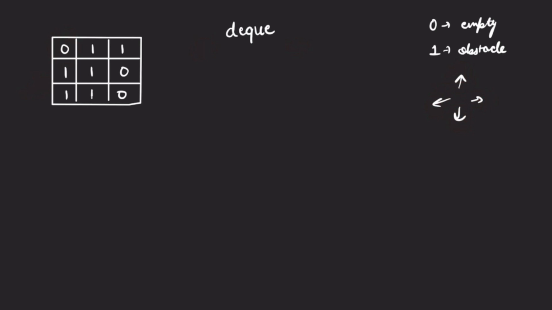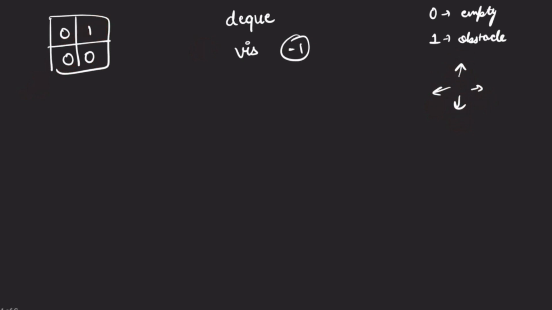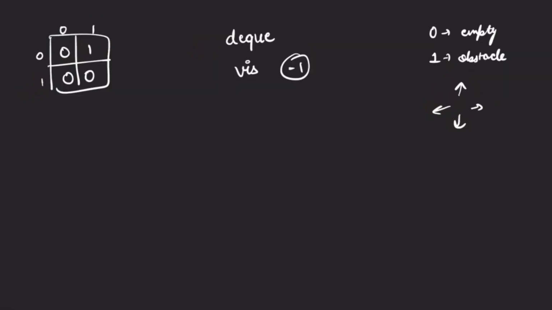And we will also have to maintain a visited matrix, so that a cell which is already visited, we don't visit again. So we will maintain another grid. Let's name it visited, and we can keep all the values as -1 initially. So if we take an example, suppose our grid looks like this. These are the empty cells and this one has an obstacle, and the indexes will be 0, 1, 0, 1. So in the DQ, we will push the current cell.